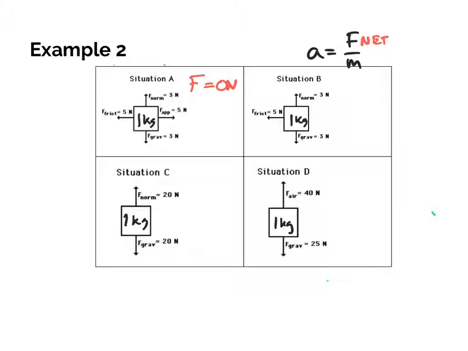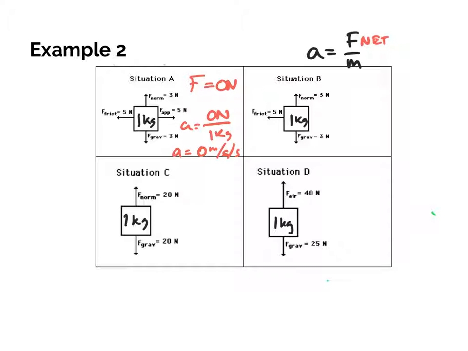So according to Newton's second law, if I take that 0 newtons, and let's say the mass is 1 kilogram, and I divide those out, I'm going to get an acceleration equal to 0 meters per second squared, or meters per second per second. So that means that if there's no net force, if the forces are all balanced out, the object is not going to accelerate.